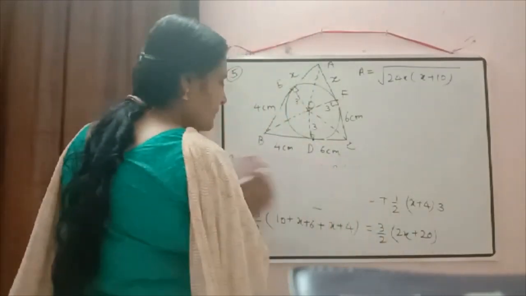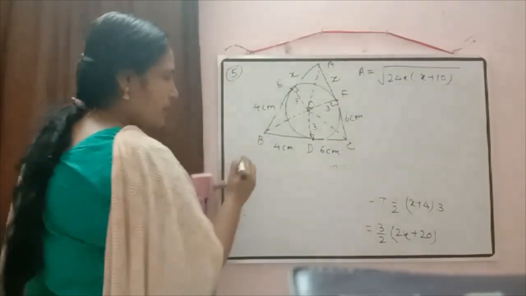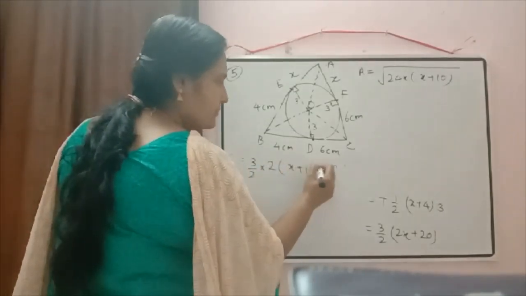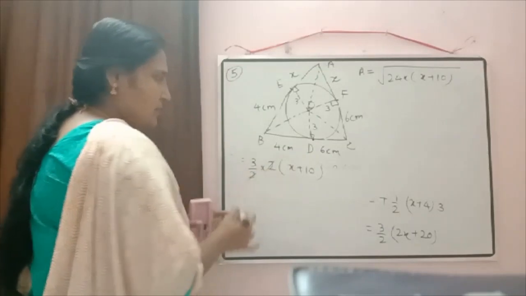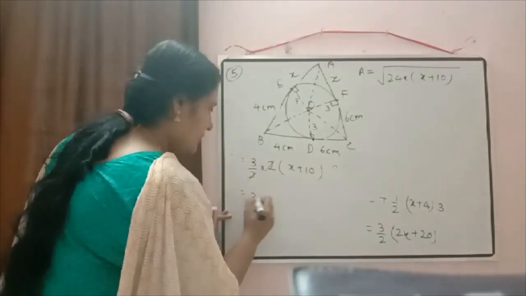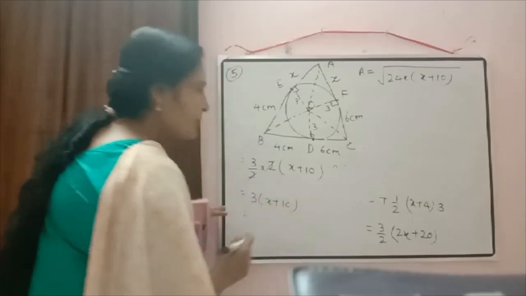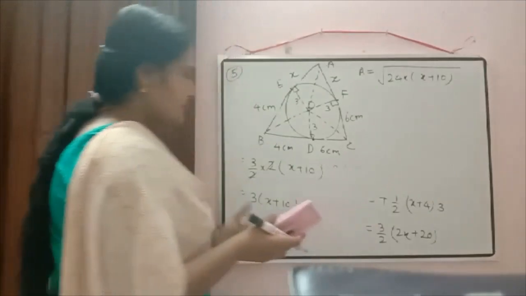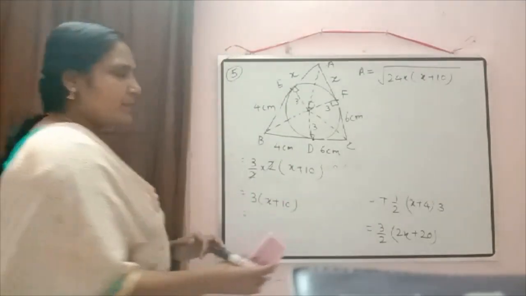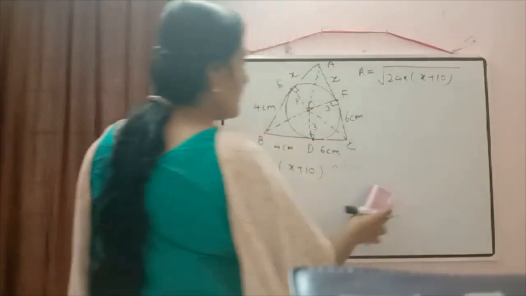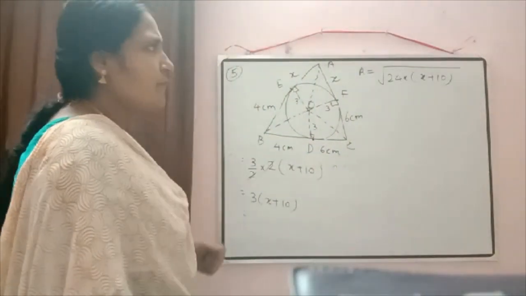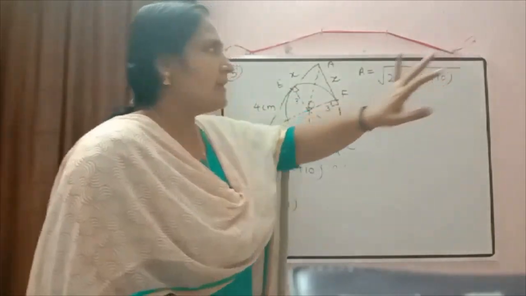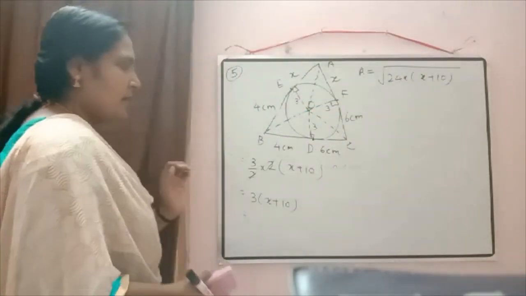Again what can we do? We can take 2 common from there. Then it will be equal to 3 by 2 into 2 into x plus 10. So here 2 and 2 will get cancelled. Remaining, it will be equal to 3 into x plus 10. We got area of triangle ABC is equal to 3 into x plus 10. But already, when we used Heron's formula, we got the area of the same triangle as square root of 24x into x plus 10.